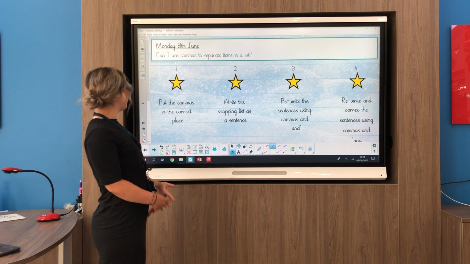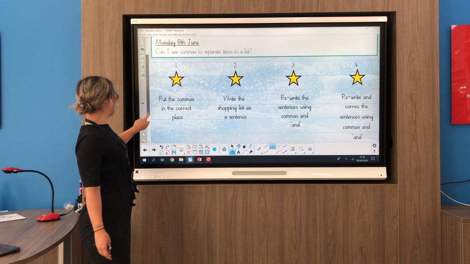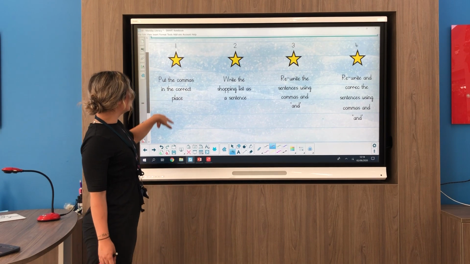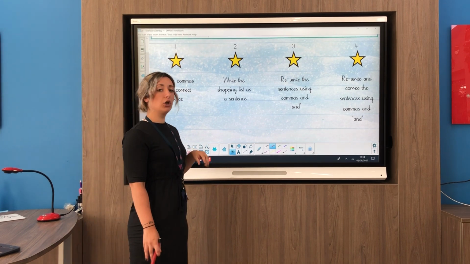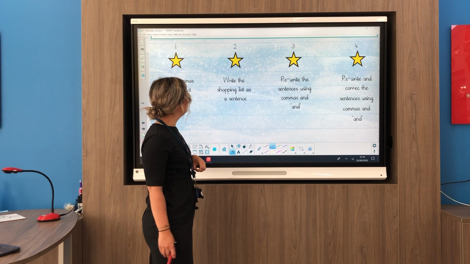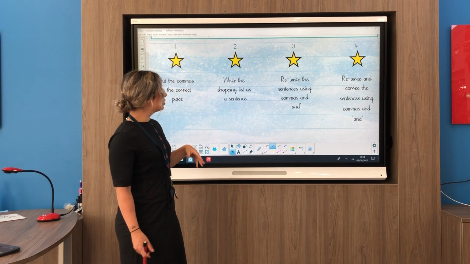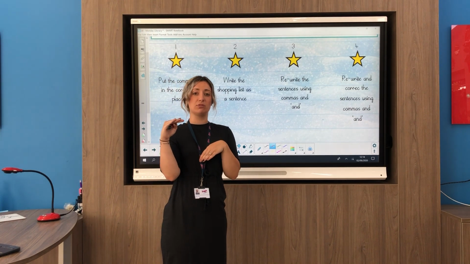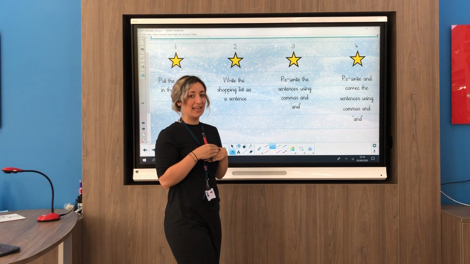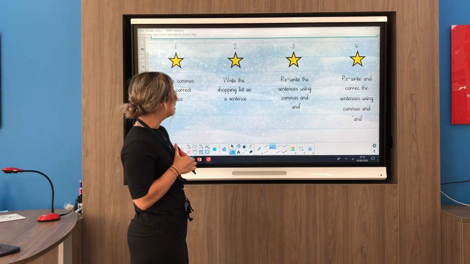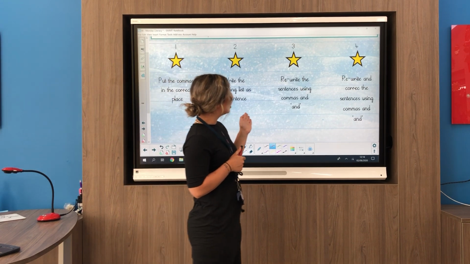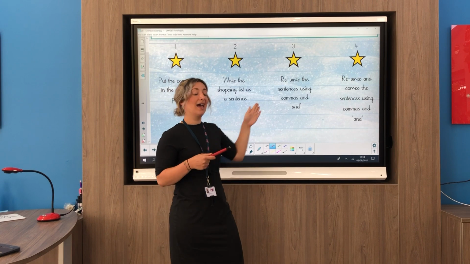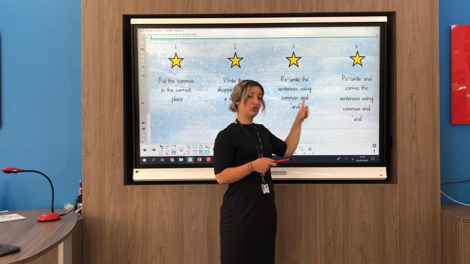Right, so onto your packs. 1, 2, 3 and 4 star have got different activities. Your 1 star, you're going to put the commas in the correct place in the sentences. Your 2 star, you're going to write the shopping list as a sentence, so there'll be a shopping list there for you to see. You're going to write it in a sentence, remember the rules that you need to use. Your 3 star, you're going to rewrite the sentences using commas and 'and', which is your second rule.